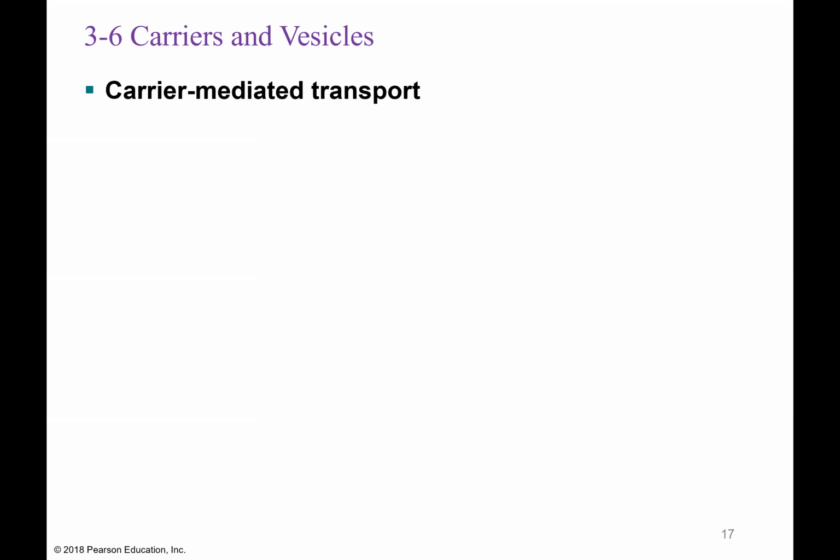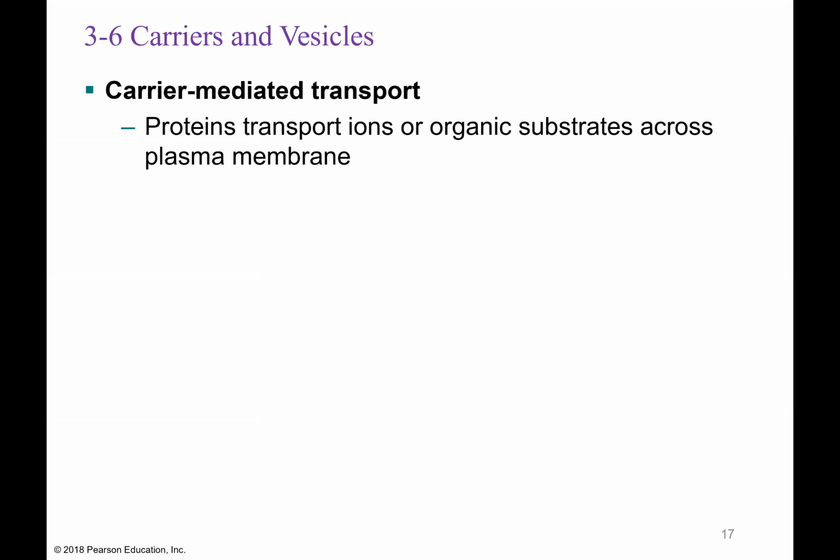Okay, carrier-mediated transport. This is where you are using proteins that will transport ions or organic substances like glucose across a plasma membrane because they cannot pass through that lipid center of the phospholipid bilayer on their own. So they need to have a protein that can transport them across the membrane so they can enter the cell.